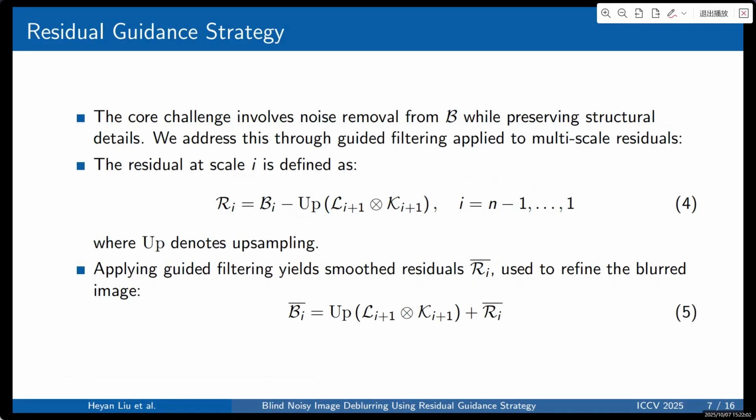Our contribution is to introduce the residual guidance strategy within this framework. The main idea is quite intuitive. Between scales, we compute the residue, or the difference of the images. After that, the residue is filtered to suppress noise while keeping the essential structures. The clean residue is added back, refining the image for the next iteration. In this way, our method preserves fine details while also reducing noise, leading to better kernel estimation and clearer restored images.